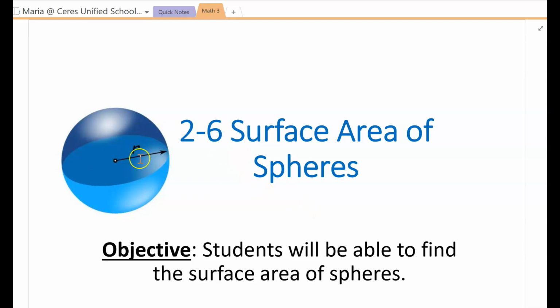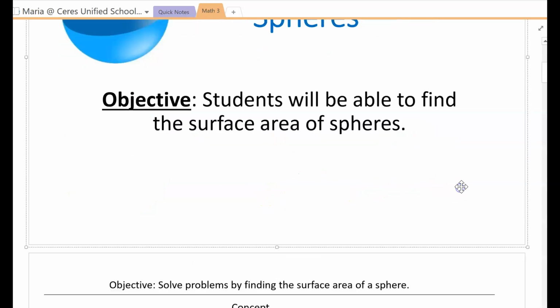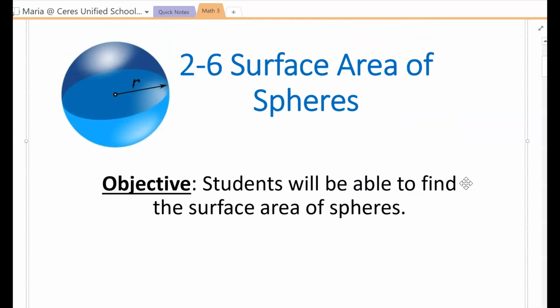We're going to be going over spheres today. Spheres are like our ball shapes. They're circular, they don't have any rough edges, it's all round. All we need for today's lesson is going to be our radius. For the objective today, students will be able to find the surface area of spheres.